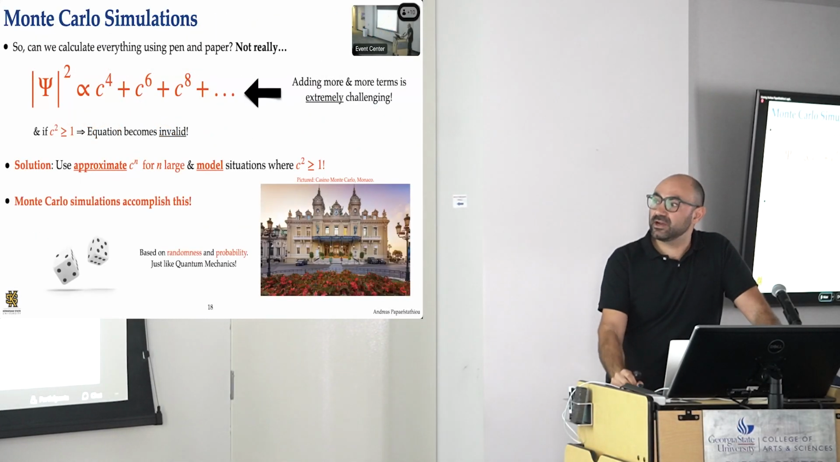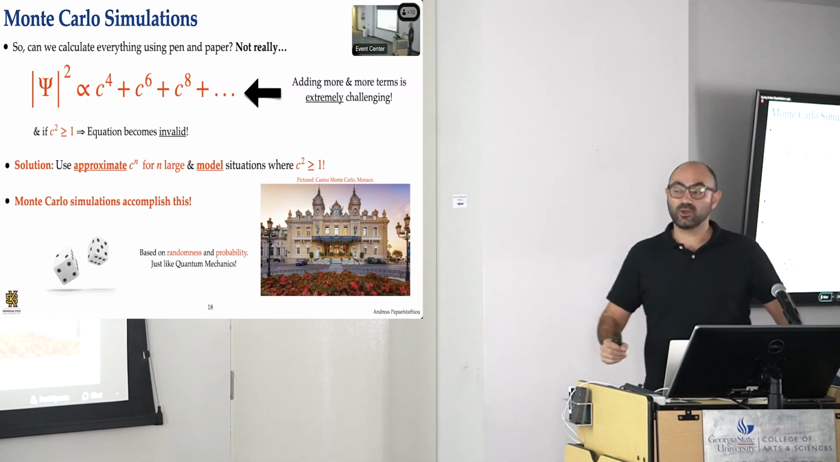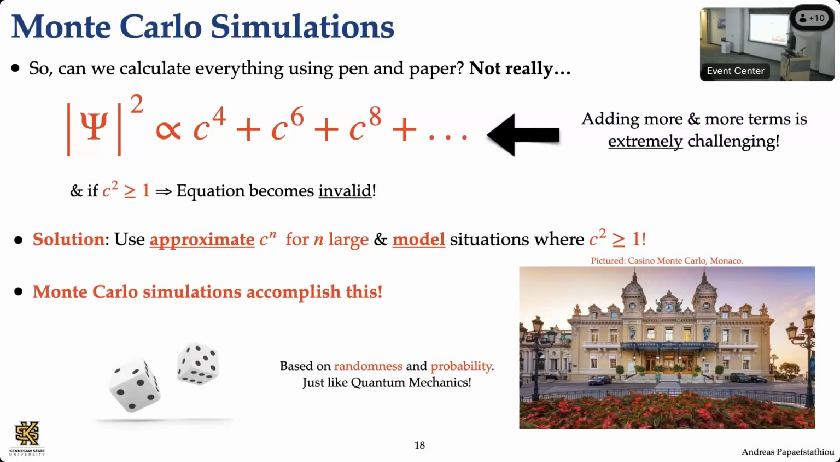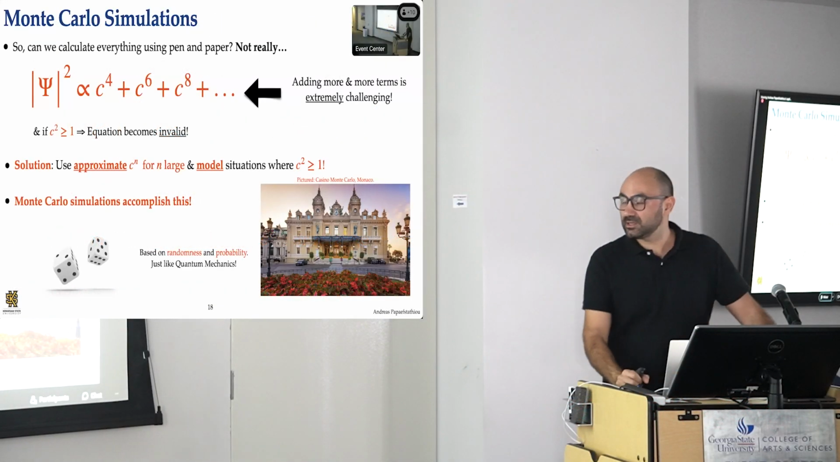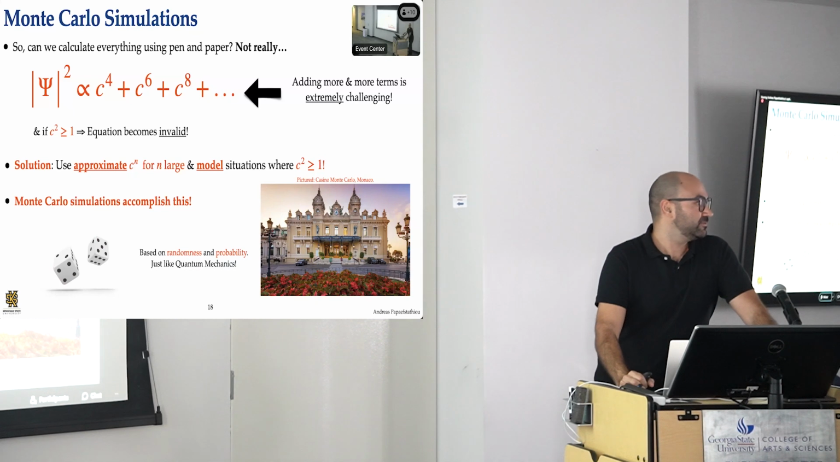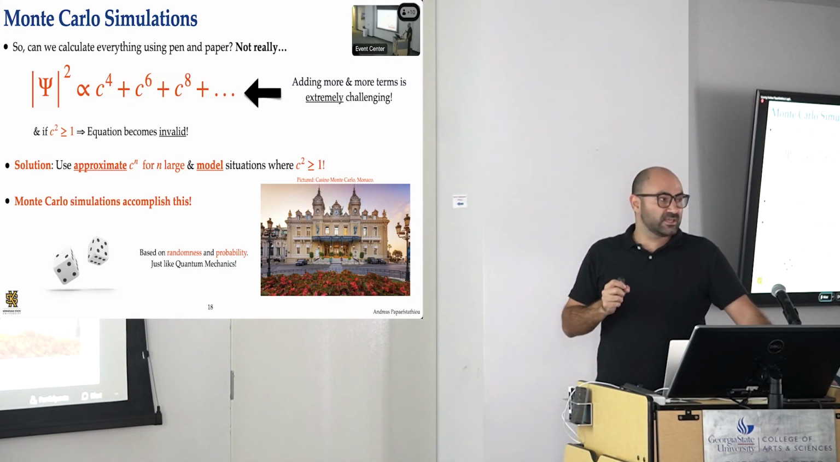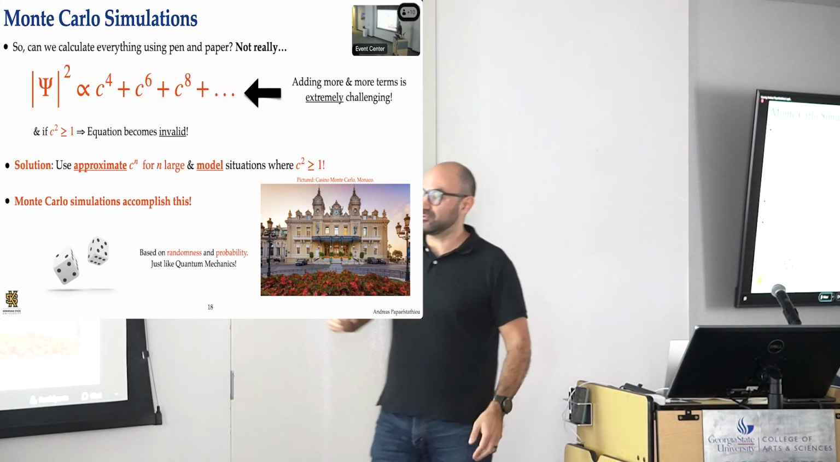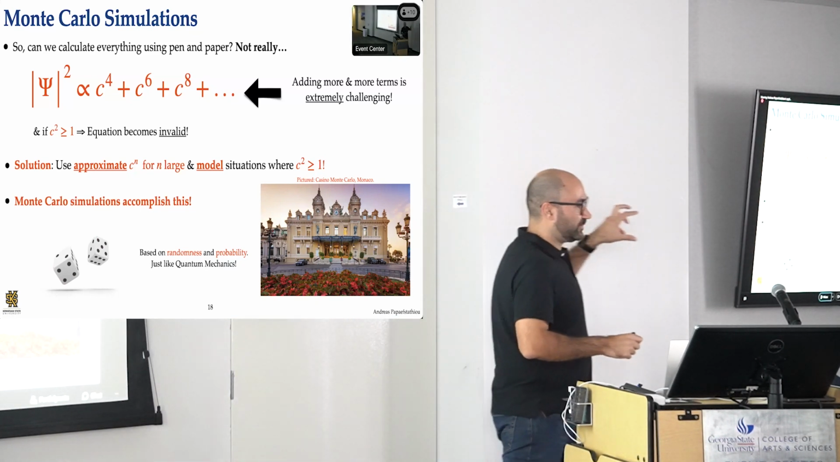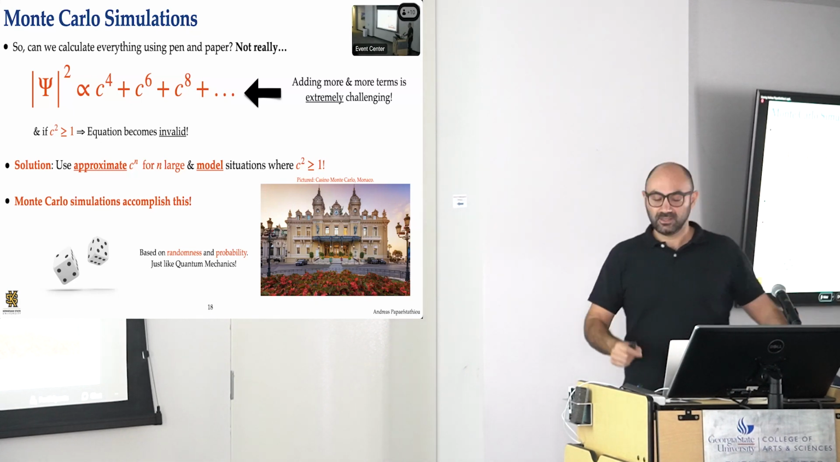And my claim here is that Monte Carlo simulations accomplish this. They solve the problem of calculating probabilities in quantum field theory using approximations for higher orders and modeling situations where these couplings become larger than or equal to 1. It's called Monte Carlo because of the famous casino in Monaco, Casino Monte Carlo. The reason is that the Monte Carlo method in general is based on randomness and probability, which is also nice because it looks a bit like quantum mechanics.